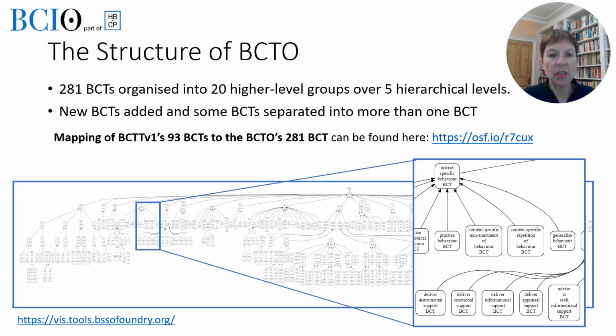But what I want you to see here is just the overall structure. And so this little bit of the advise specific behaviour BCT and its child classes are actually in the little blue box on the main diagram. And you can see that it has a parent class above it and many other classes that can be found. And you'll see other training modules that will show you how to find these entities in this ontology.